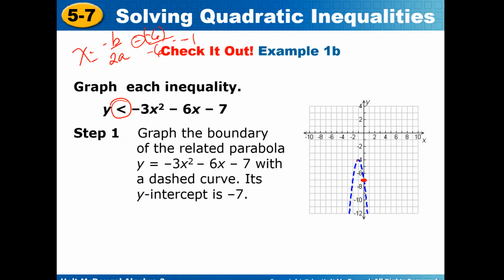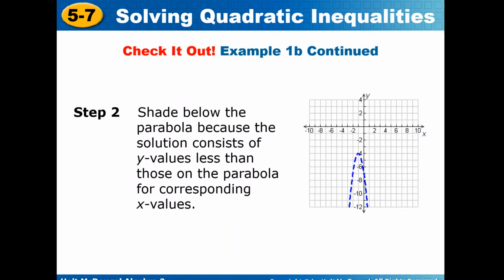So when x is negative 1, we see that y will be 4. So there's my vertex. And then just using our laws of symmetry, we can see that I have another point right here. And now it says that y is going to be less than this parabola. Notice that my parabola is in dashed lines. And my y terms are going to have to be underneath here because that's where all the y's are getting smaller. So we're going to shade it down inside there.